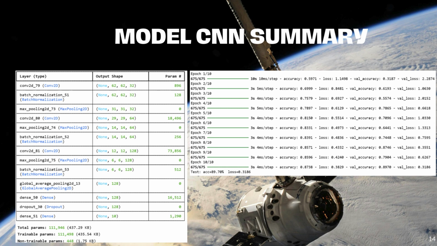So here is the summary that we can generate from TensorFlow, and it shows on the bottom left the trainable parameters. Over here on the custom CNN I had 111,000 trainable parameters. Different models will have more or fewer trainable parameters depending on the architecture. On the right you can see there are 10 epochs, and the accuracy for the CNN was around 89.70%, and the loss is 0.3. So yeah.